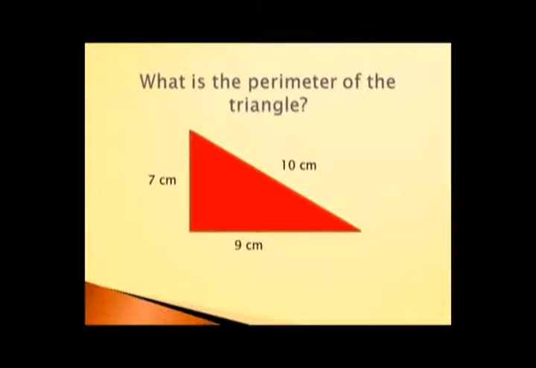Here we have a triangle. Now we are supposed to find the perimeter of this triangle. Around the triangle, we have one side measuring 7 centimeters, another side measuring 10 centimeters, and another side measuring 9 centimeters. What is the perimeter? I know you can do this one, boys and girls. Try it quickly. Let's now take a look at the answer.